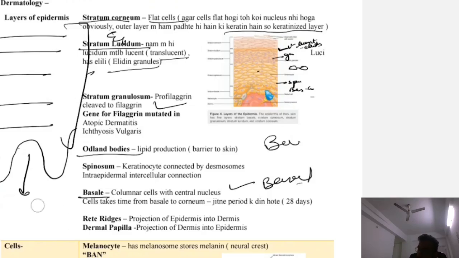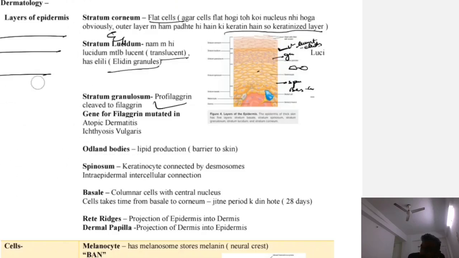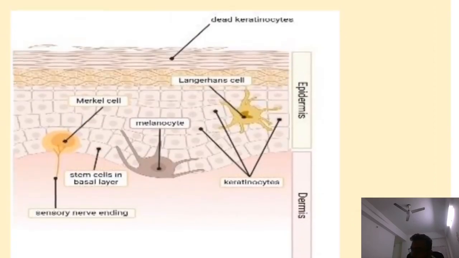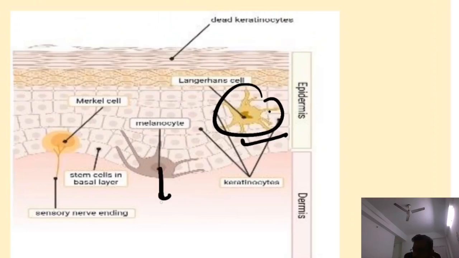Now we have understood the layers. There are various cells present in the epidermis. Melanocyte and Merkel cell are both present at the basal layer, and Langerhans cell and keratinocyte are present in the spinosum layer. You can see in this picture the keratinocytes and Langerhans cells present in the spinosum layer, and melanocyte and Merkel cell present in the basal layer.